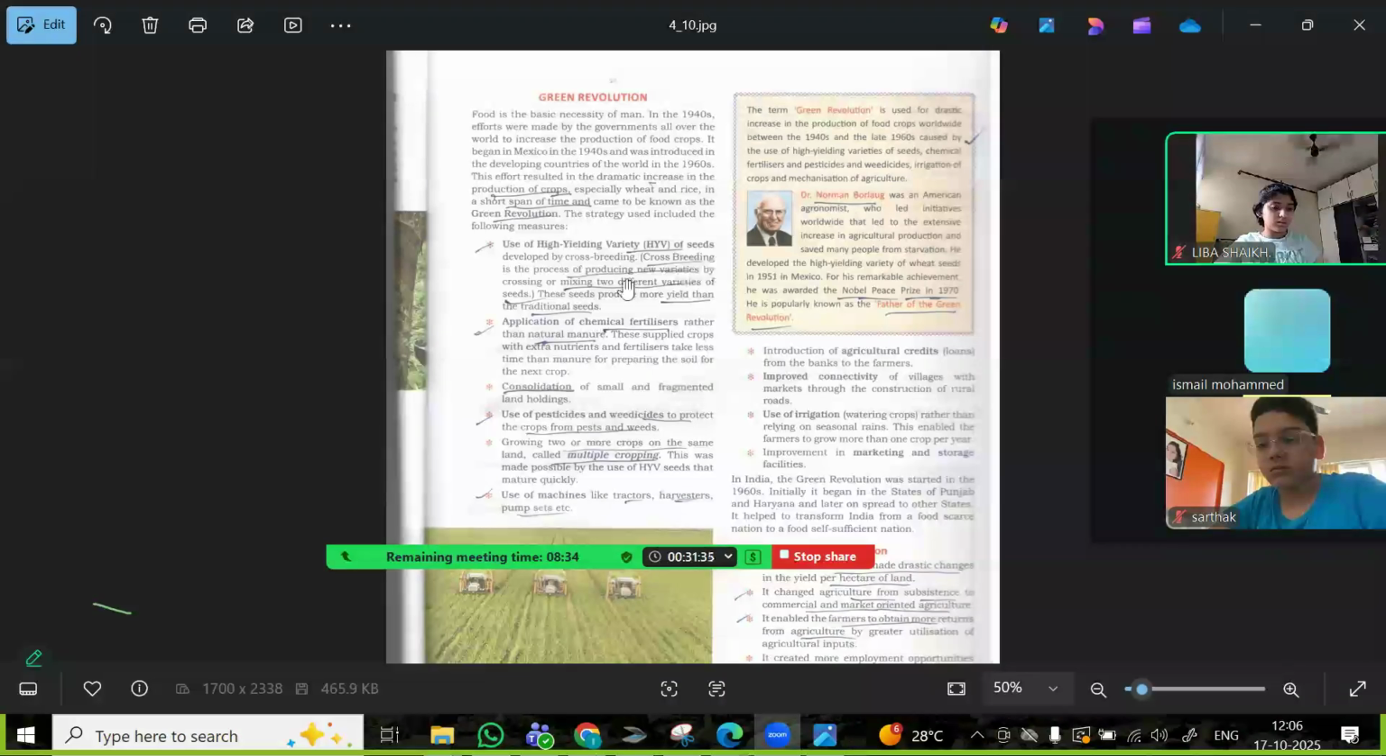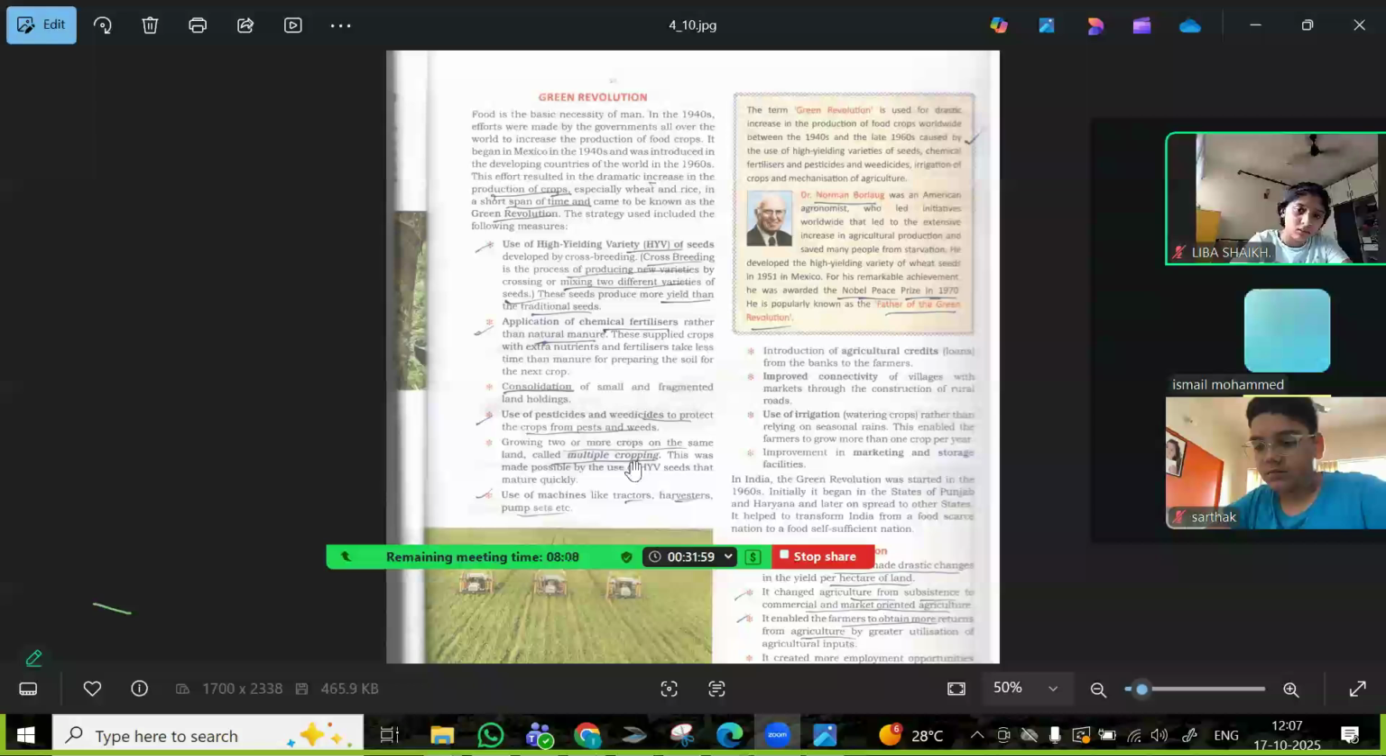They use all these things and then they produce a high yield of crop. So that kind of crop cultivation is called the green revolution. They use high yielding variety of seeds. They apply chemical fertilizers. They apply pesticides and weedicides. Pesticides are used to kill insects, and weedicides are used to kill the weeds, the unwanted plants that come out.